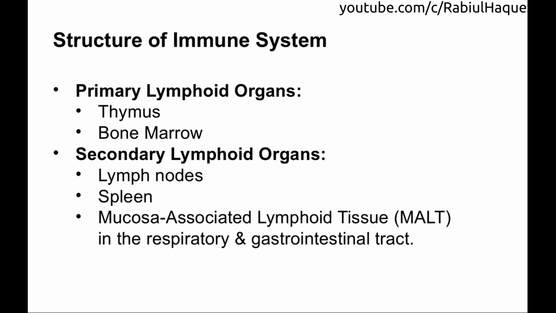The last topic that we will talk about today briefly is the structure of the immune system. Particularly, we will talk about the primary and secondary lymphoid organs. Always remember that primary lymphoid organs will include the thymus and bone marrow, and secondary lymphoid organs will include lymph nodes, spleen, and mucosa associated lymphoid tissue that is present in the respiratory tract, gastrointestinal tract, etc. So always remember these organs for your examination.